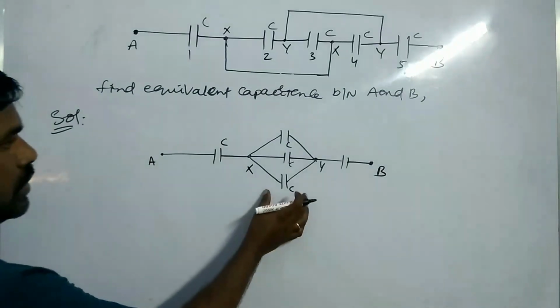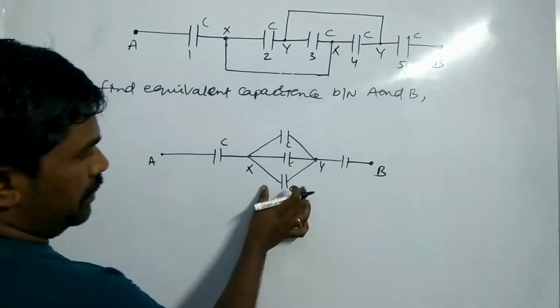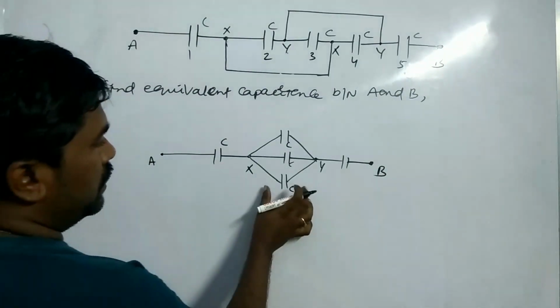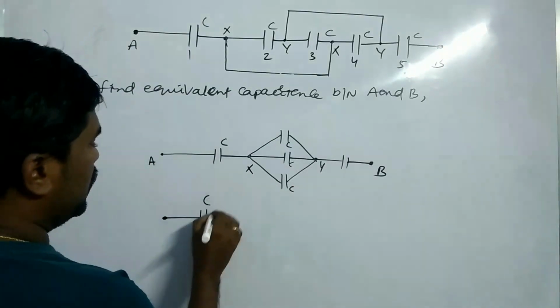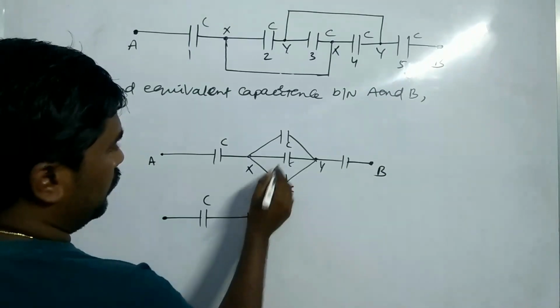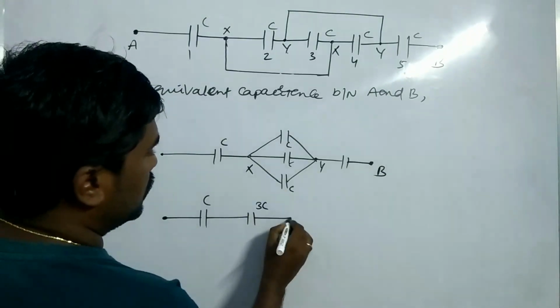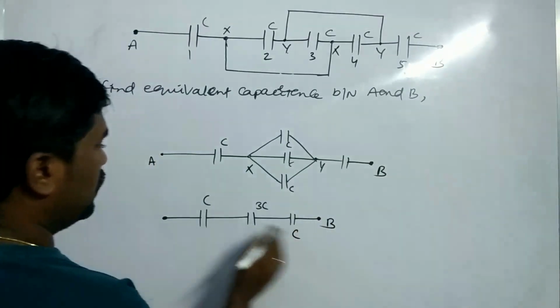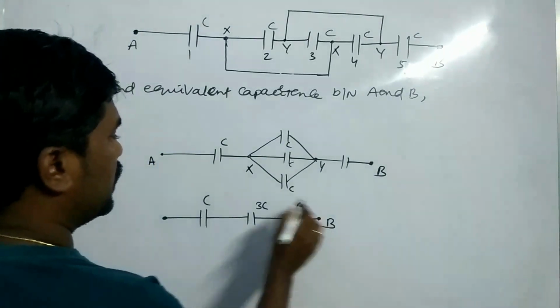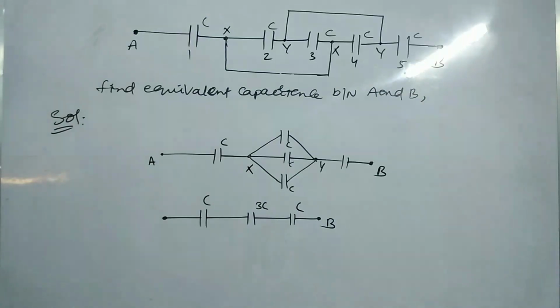Between X and Y, these three are in parallel combination. So in the redrawn diagram, the parallel combination gives an effective capacitance of 3C. Then there is one more capacitor C, so these three capacitors are in series combination.